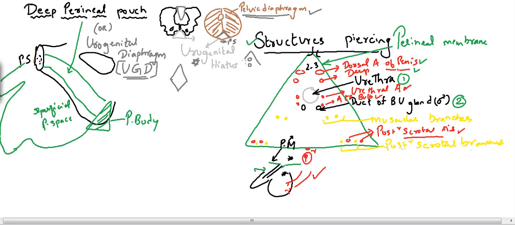So urethra belongs to the urinary system, right? And vagina belongs to the genital system, right? In male there is only urethra, but it is a common passage for both sperm and urine. So we have the urethra, we have the vagina. Therefore it's called the urogenital hiatus. This urogenital hiatus is bridged by a separate diaphragm, and that diaphragm is called the urogenital diaphragm.